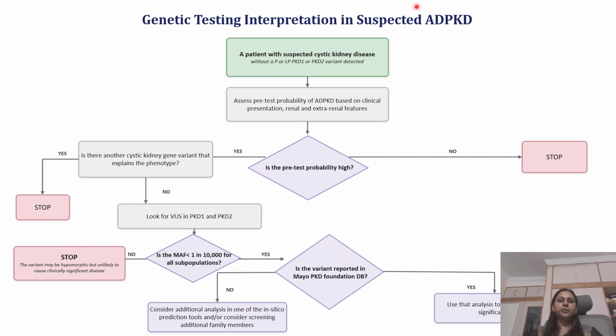If it is rare, check whether it is reported in the Mayo PKD database. If yes, use that to predict clinical significance. If no, escalate to in silico prediction tools and screen additional family members for segregation.